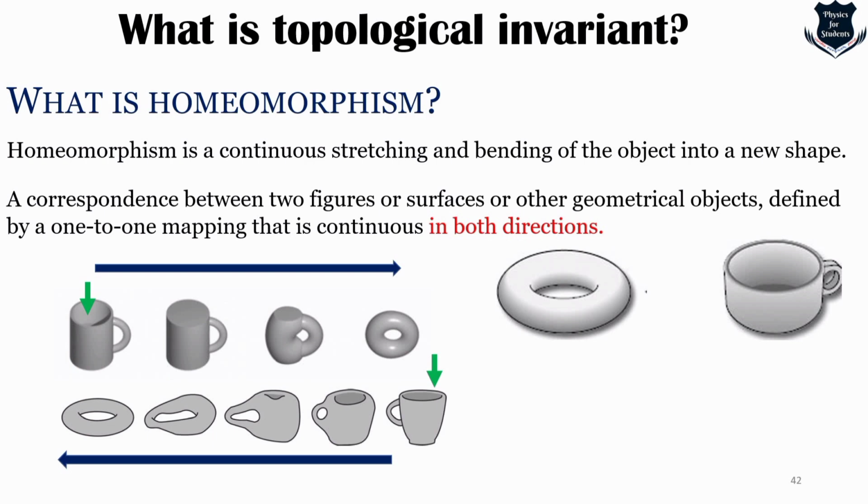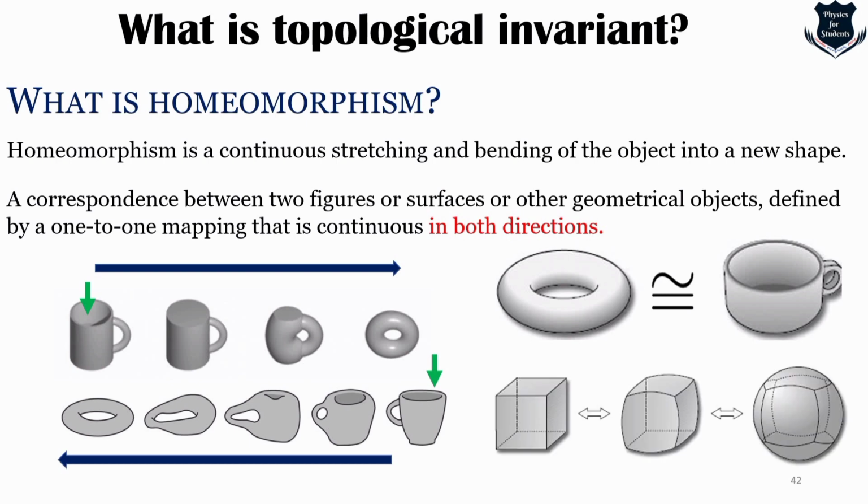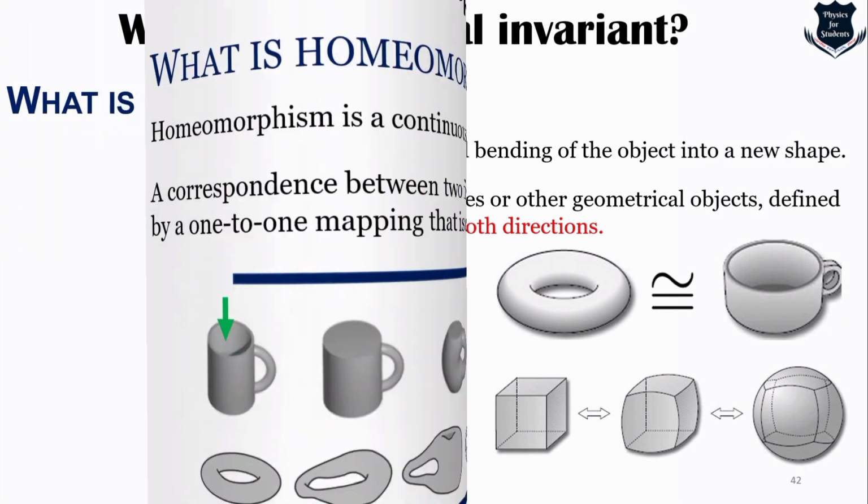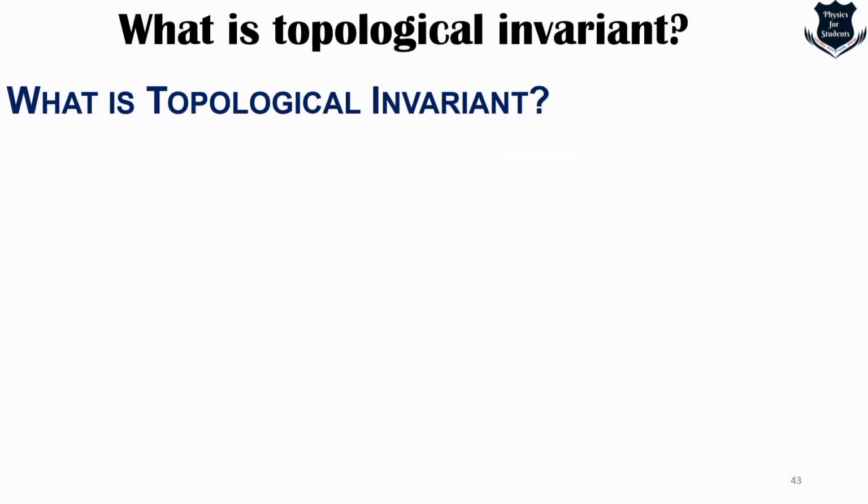That means I can tell that this donut is homeomorphic, using this sign, to a coffee cup, and the same is true for this one. So this is a homeomorphic surface. That means the cube can be blown up with air inside it into a kind of sphere, and then finally to a sphere. So now we come to the concept of what is called a topological invariant.